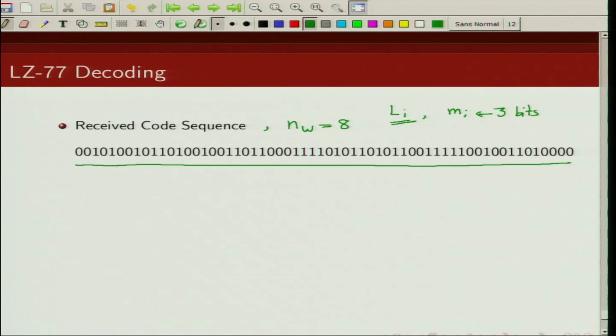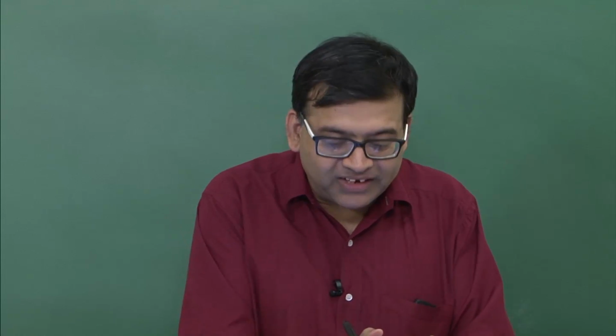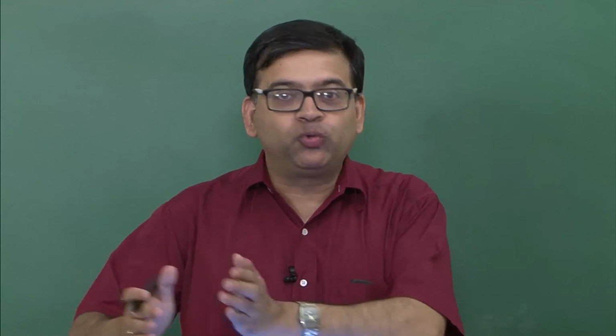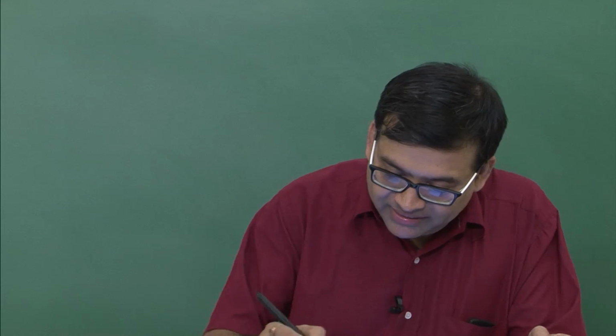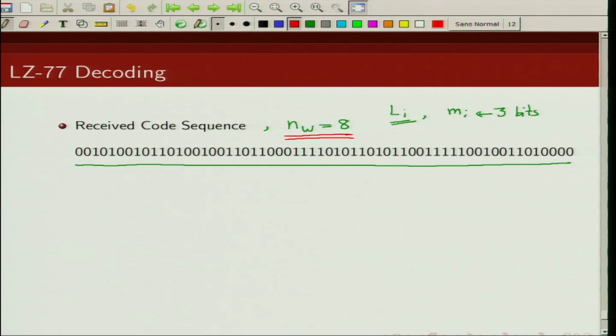So how do I decode this string? Let us first find out what this set of code words I have received consists of. First 8 bits are nothing but the initial sequence that I wanted to encode, and subsequently I will have the values of L1, M1, L2, M2 like that. So let us first, from this received sequence, try to find the code words corresponding to L1, M1, L2, M2. As I said, because NW is 8, the first 8 bits are my initial sequence, 1, 2, 3, 4, 5, 6, 7, 8. So this is the initial sequence that I transmitted. Next is the encoding for Li, L1.